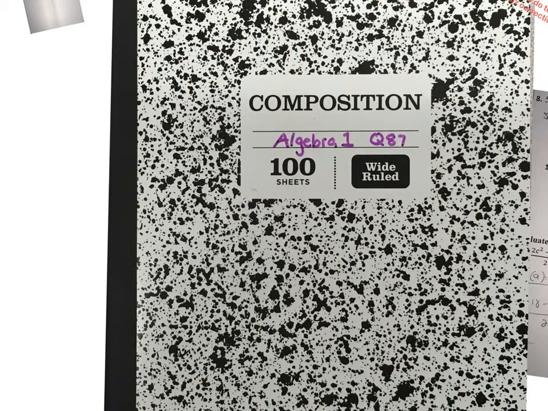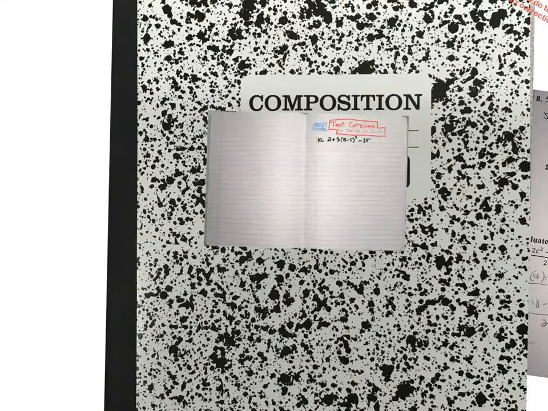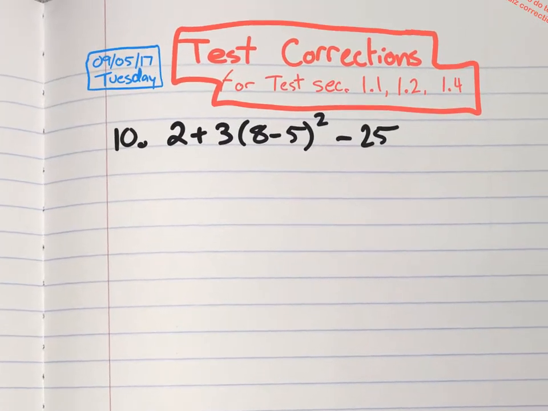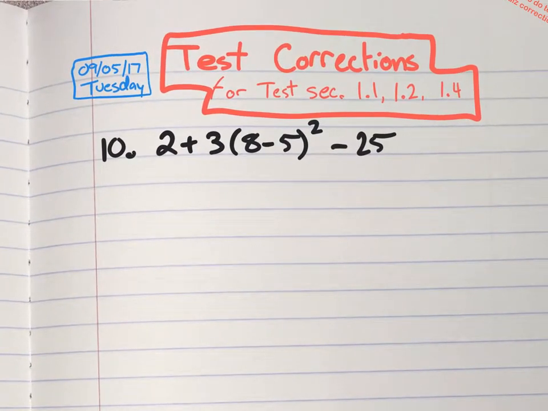and you've got to open it up to the next available page, and you're actually going to write the words test corrections as a title. And that's not even a good enough title. You also need to write down what test it was. It was sections 1.1, 1.2, 1.4. So you want to write down test corrections as a title, again, the date and the day on each page.